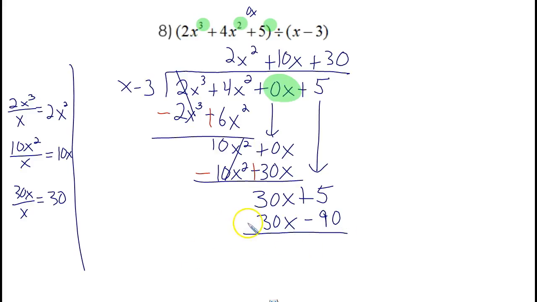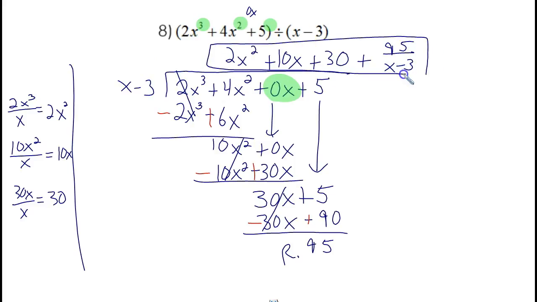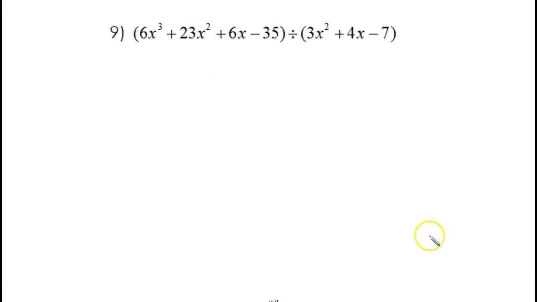When we subtract, we change both signs, and then we subtract or add. 5 plus 90 is 95. That is our remainder, right? Remainder of 95. Remember, we say plus 95 over what we were dividing by, x minus 3. And we'll just circle that answer right here, like that. All right, let's move on to the next problem.